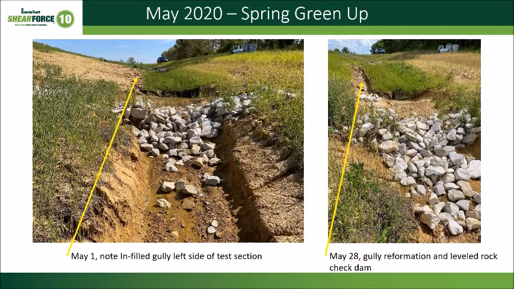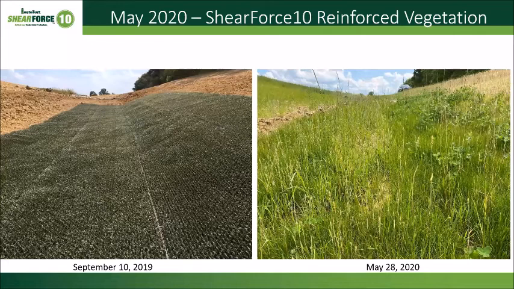And the gully itself, they actually started to fill a little bit with rock from the check dam upstream of the test section. And then the rock riprap check dam just down below the test section, at that point, was just pretty much leveled. So there was enough flow in May to basically wash that gully out, as well as exert more damage to that riprap check dam just below our test section. And this end of May picture shows good vegetation growth growing up through the mat.